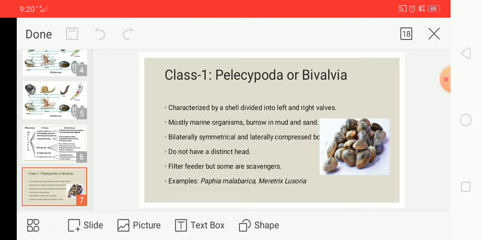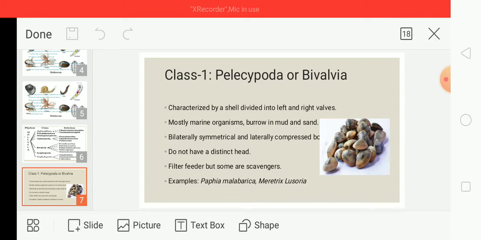The mantle is formed of two lobes, and the radula is absent. The alimentary canal has a crystalline style. Respiration is carried out by a pair of gills. They are totally marine organisms, burrowing in mud and sand. Kidneys are paired.